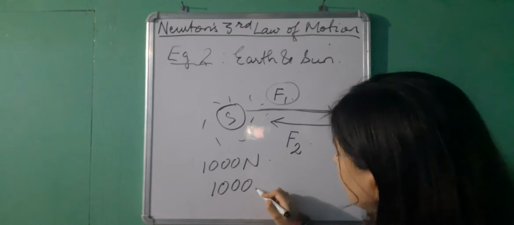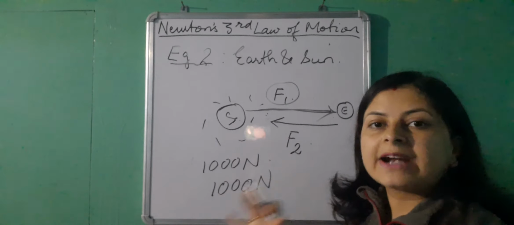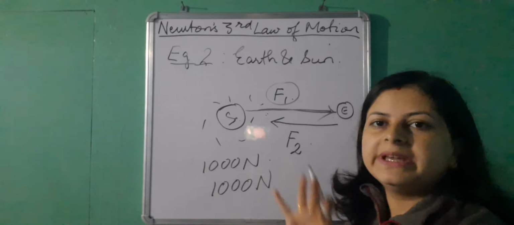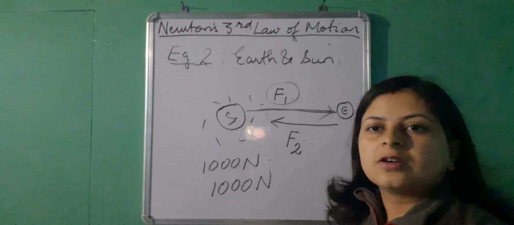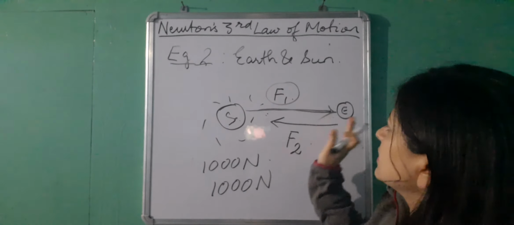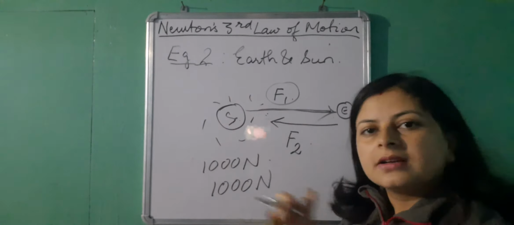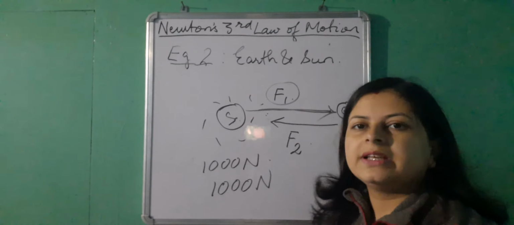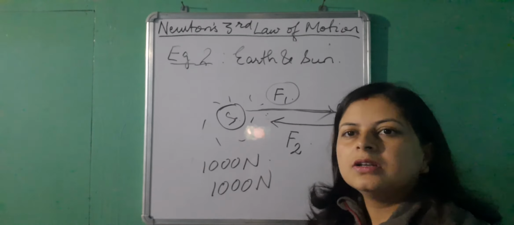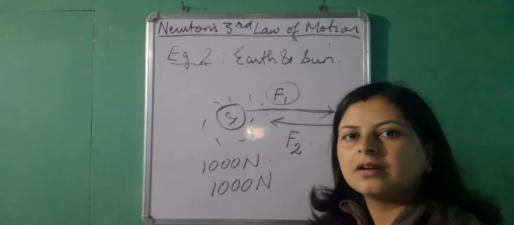But this force will not be as significant on the sun as it is on the earth because of the difference in masses. The sun is huge, so the impact of the earth on the sun will not be that much. But it does not mean that the earth is exerting a smaller force on the sun. The forces are the same, but the impact of the force will be different because of the masses. We have learned the impact of mass on objects in Newton's first law as well as the second law.